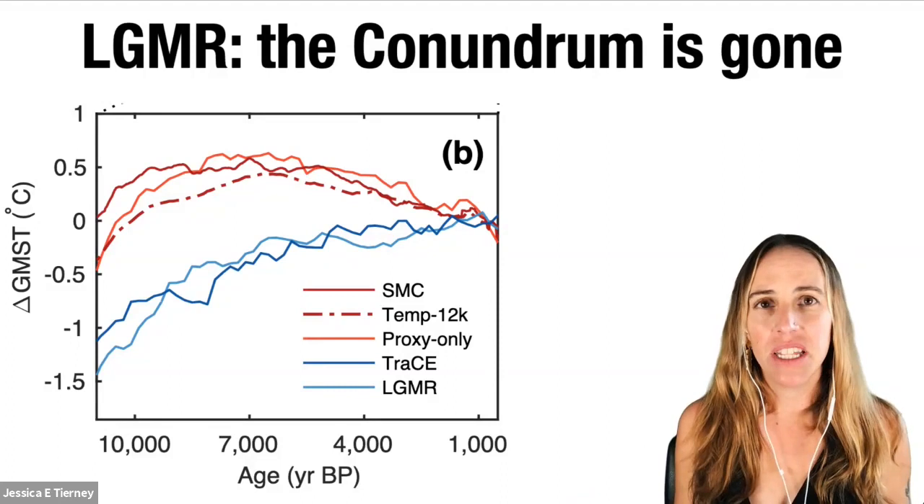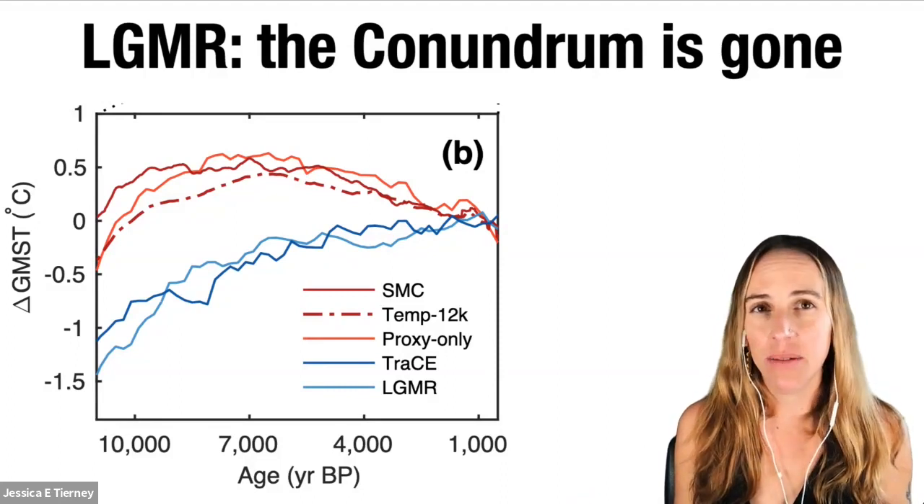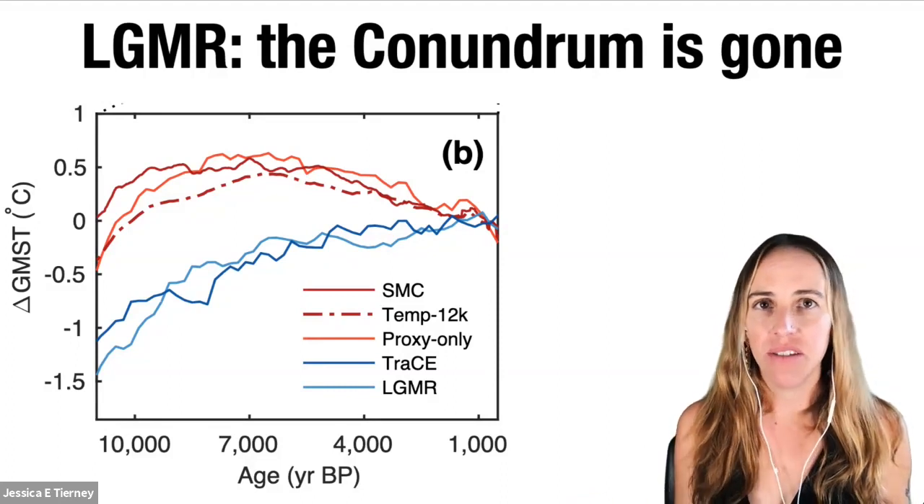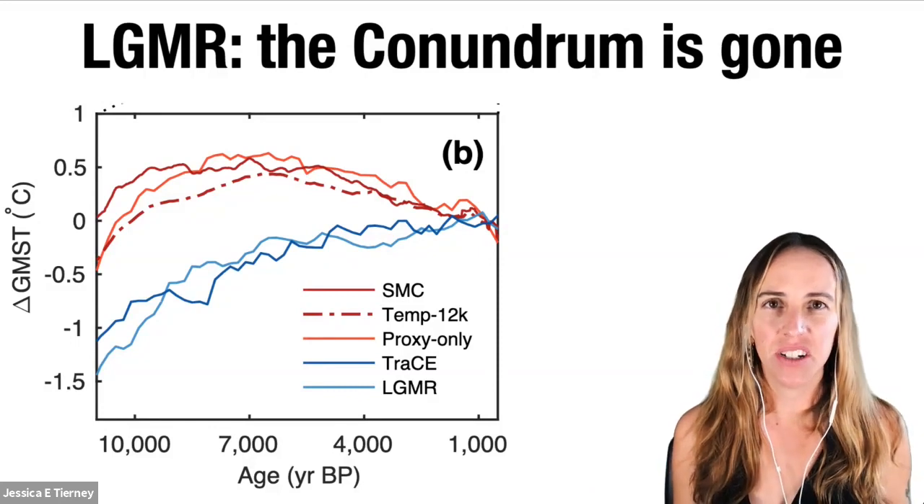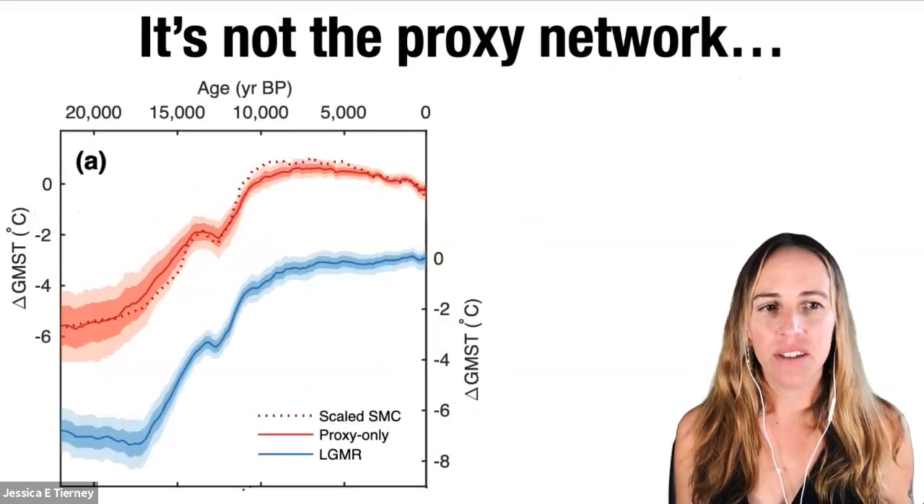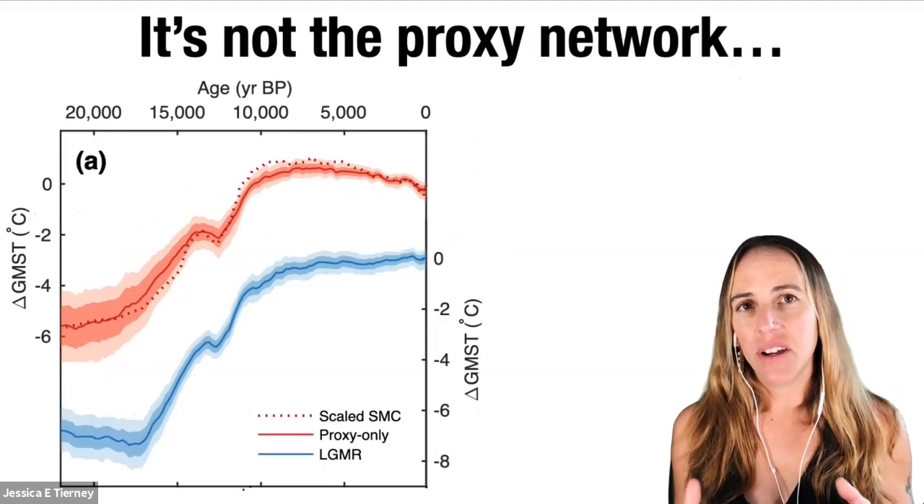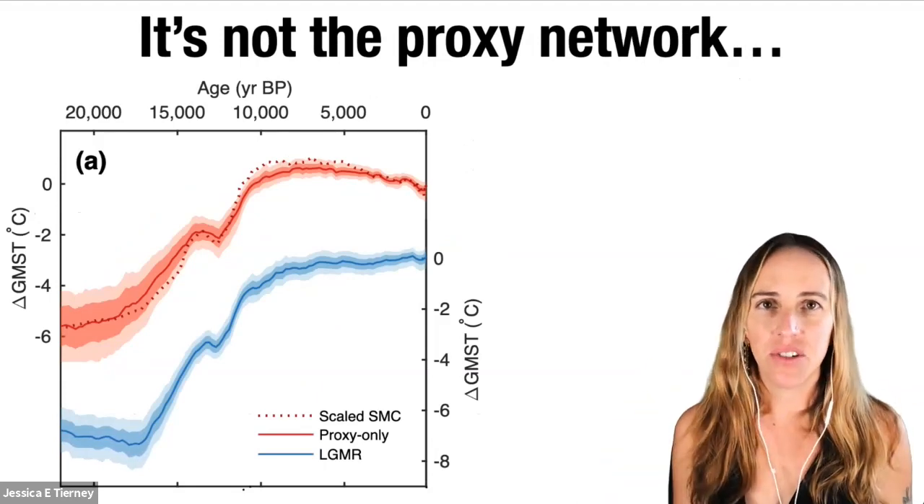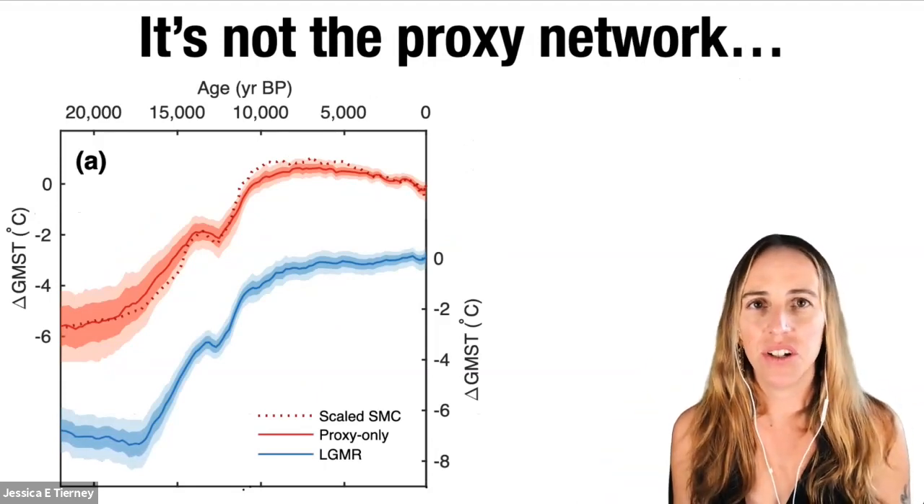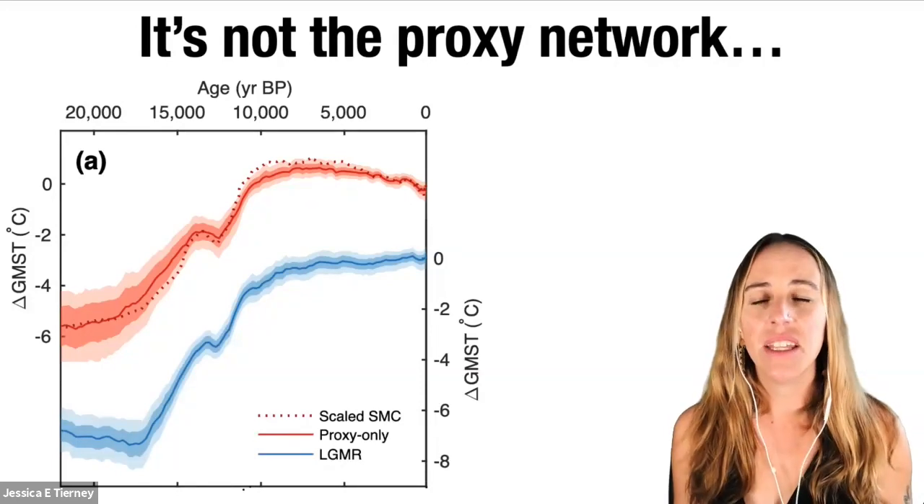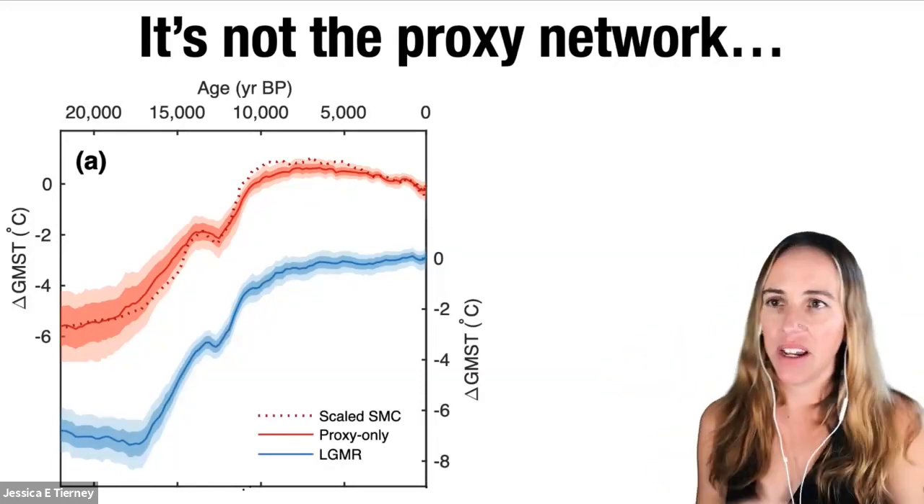So starting at the beginning, we first looked at our proxy network to make sure that it wasn't just the fact that we're using a bigger collection of proxies. And we found that it wasn't. In order to do that, we created a classic proxy-only reconstruction. So no assimilation, just based on the proxies alone. And that's what you see on the upper panel here in red.